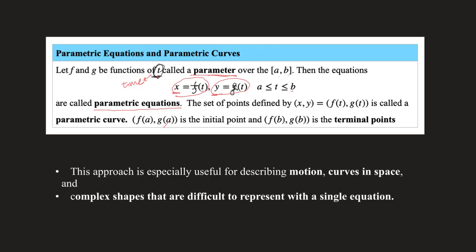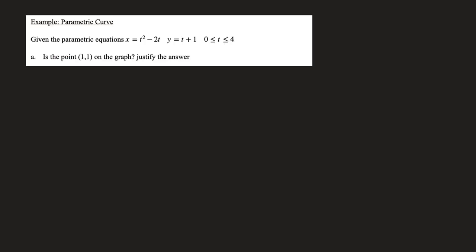The parameter is time t. So we have a parametric curve. T equal a, then we have f of a, g of a. That's what we call the initial point. T equal b, plug in here, f of b, g of b, that's the y value, that's the terminal point. That's the definition of parametric equation. This approach is usually used for describing motion and curves in space or complex shapes, which are very difficult to represent with y equal f of x.